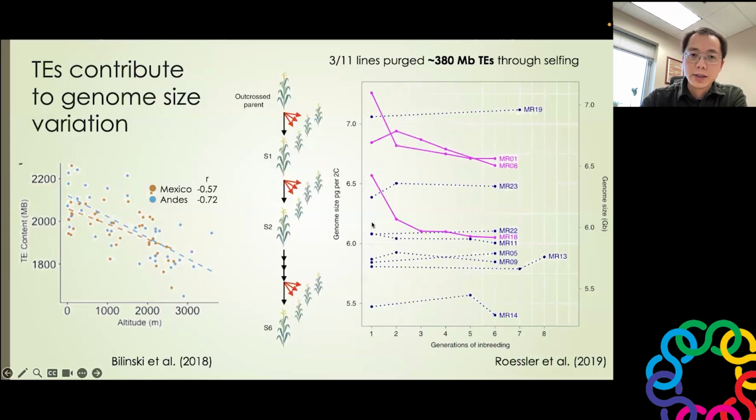And these researchers collected some maize and selfed them for different generations, and then measured the genome size change across selfing generations. They found at least 3 lineages, not all of them, had a great reduction of genome size, mostly due to transposable element deletions.